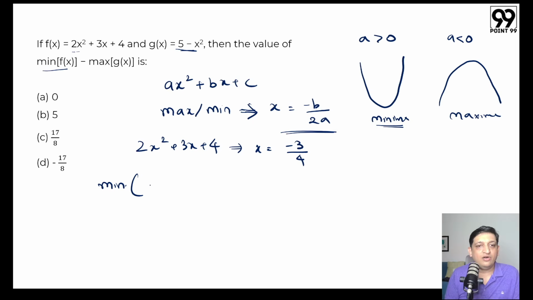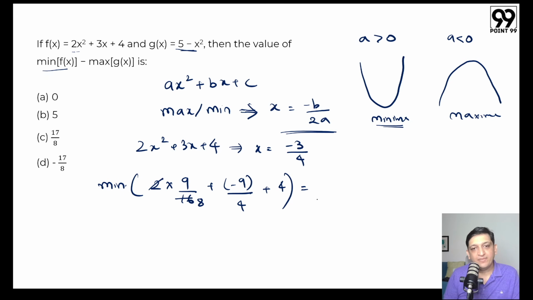So minima of this particular expression is going to be 2 into minus 3 by 4 whole square, which is going to be 9 by 16, plus 3 into minus 3, that is minus 9 divided by 4, plus 4 as it is, as it's a constant term. So what will be the total of this? I will be able to say that, okay, let's just remove this and let's put an 8 here. So what I will be getting is an 8 in the denominator. And what do I get in the numerator? This 9 will be as it is.